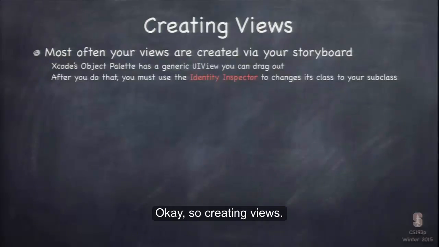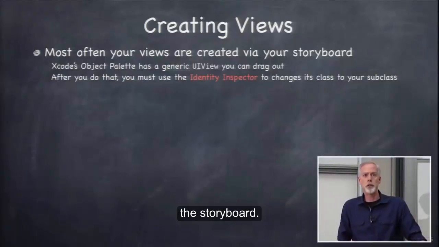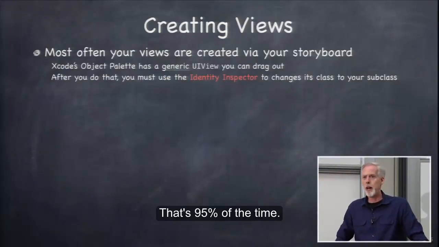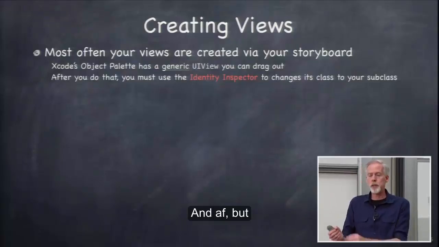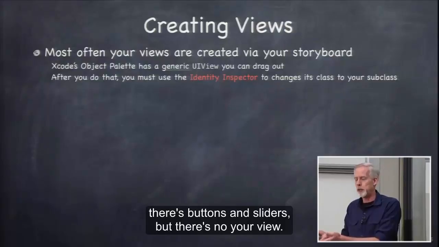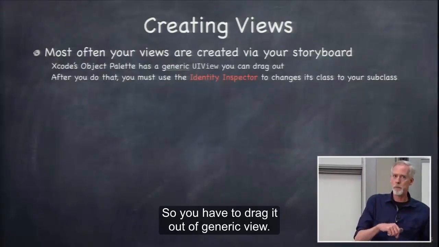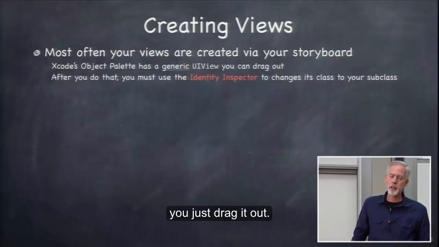Okay, so creating views. How do we create views? Most often, views are created by dragging them out into your storyboard. Okay? That's 95% of the time. But of course, your views aren't sitting in the object palette. There's buttons and sliders, but there's no your view. So you have to drag out a generic view. It's kind of at the bottom of the palette. You just drag it out.